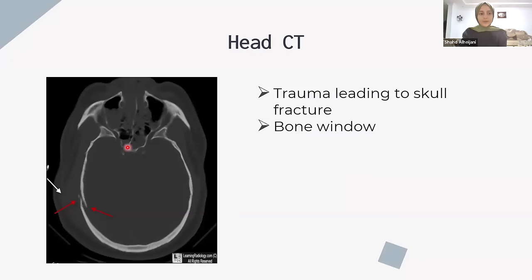Let's do CT again. When you do a head CT, this time, this is not a sagittal plane, this is an axial plane. So if there's trauma to the skull, we said trauma, what is the modality of choice? CT, yes. Okay. So which window is this? We said this is the bone window, because you can see the bones very clearly, but can you see the brain? Can you see the other structures? You can't really tell. So this is not a soft tissue window. This is the bone window. And you can see the fracture here, and it's due to trauma leading to a skull fracture.